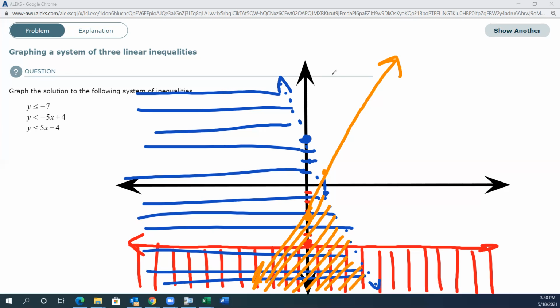And so our solution set is going to be everything where all 3 of them are shaded. Okay, so that's going to be this region right here that just keeps going down forever and ever and ever. Okay, and that would be how you do it.